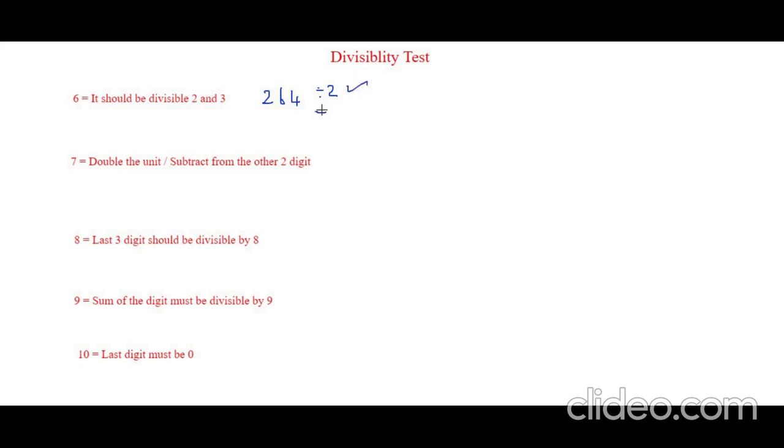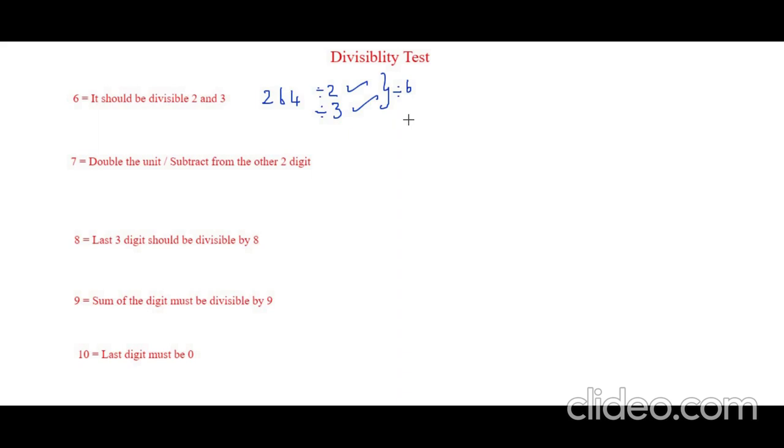Now let's check whether it is divisible by 3. The divisibility test of 3 is that the sum of the digits must be divisible by 3. So let's add up the digits: 2 plus 6 plus 4, which is 12. So 12 is divisible by 3, so 264 is divisible by 3. Since 264 is divisible by 2 and by 3, it is also divisible by 6.